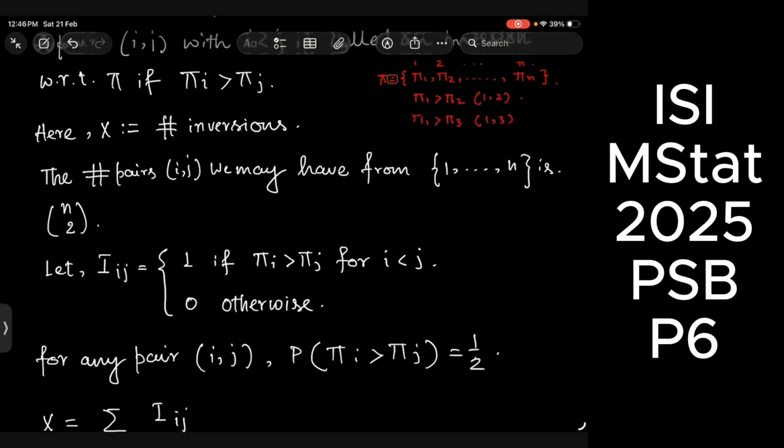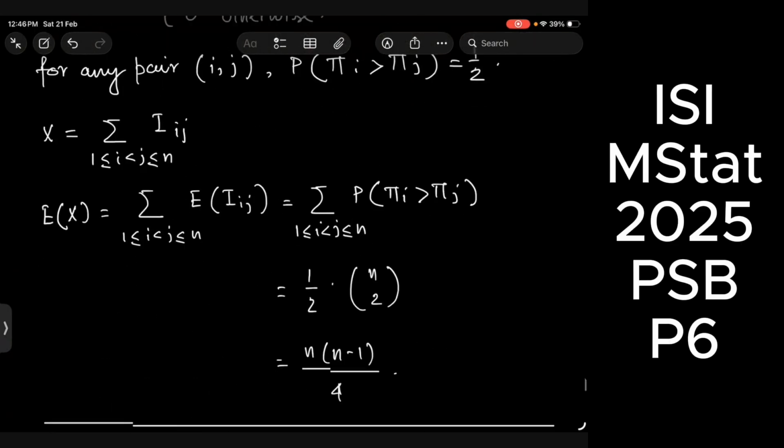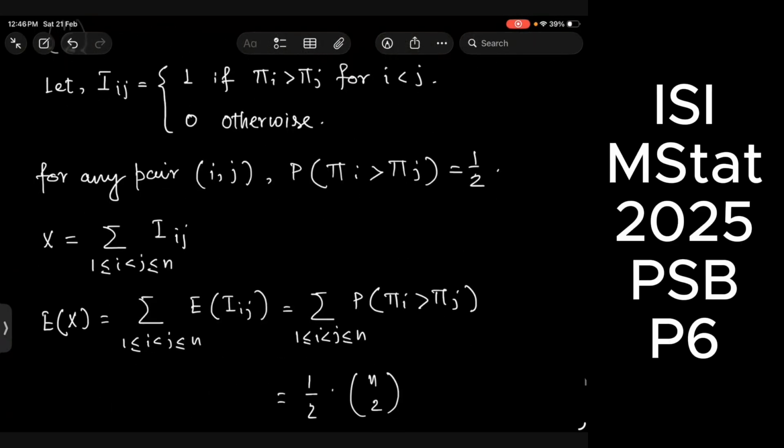So tell me, pi I will be greater than pi j. The probability of this will be simply half, because there is no chance of getting it equal, right? Either it will be greater than or it will be less than, right? Very simple thing.